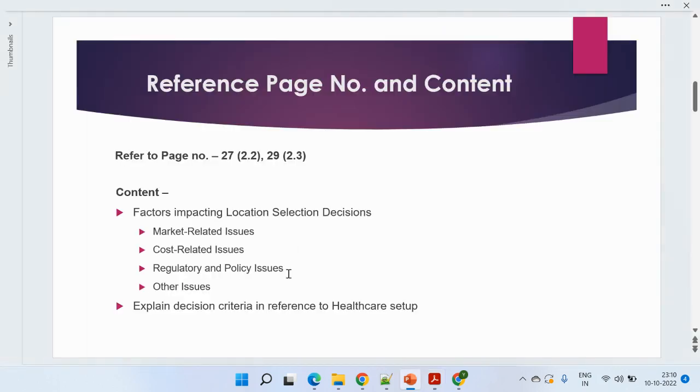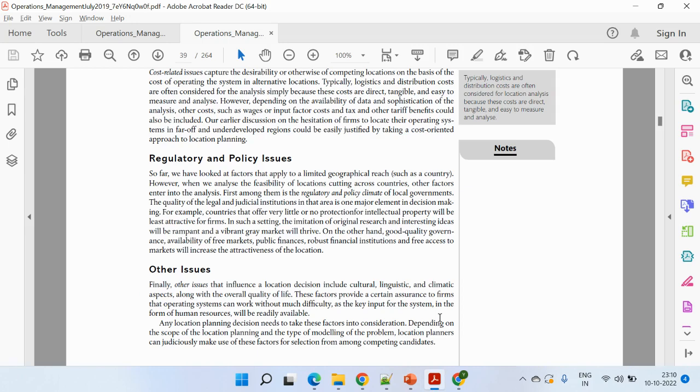After that, you need to explain the decision criteria in terms of a healthcare setup. If you are setting up any hospital, it's very important that it should be in some area of the city that is easily accessible. It should not be in remote areas, because it's not possible for patients to travel to visit the hospital. So that's one of the important criteria.